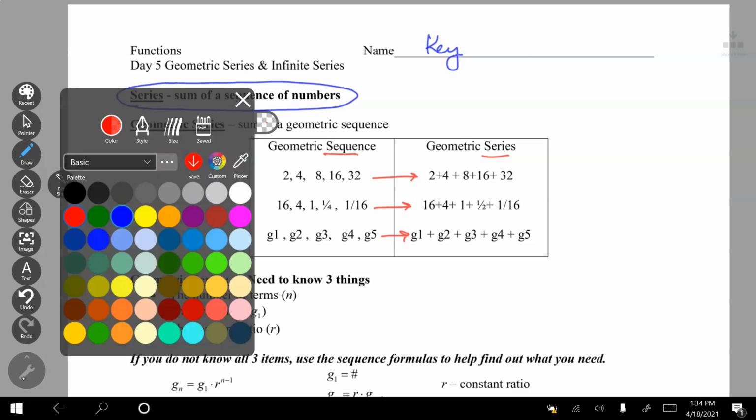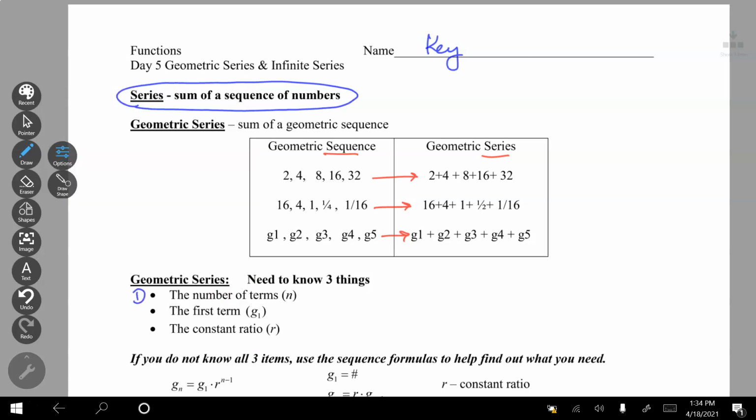So there are three things that we need to know. The number of terms, which is like what we had before. The first term, which is like what we had before. The third thing that we need to know is that constant ratio, the multiplier. Not the last term like we did before. That's for arithmetic. We do not need to know the last term. We need to know the multiplier. What is the ratio between the terms?